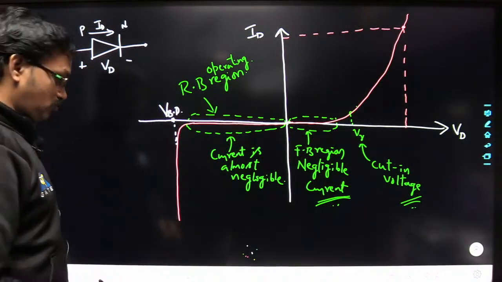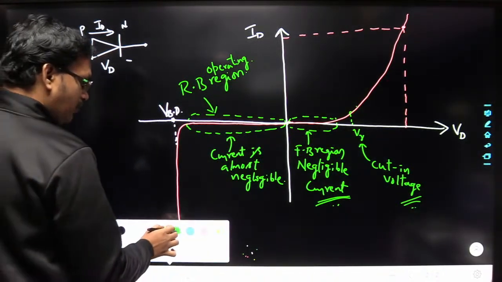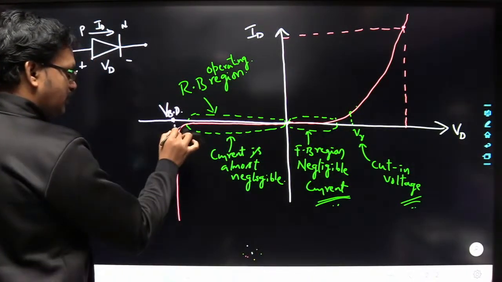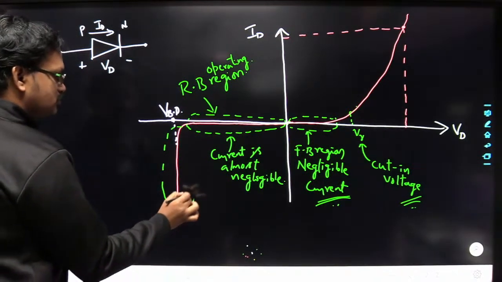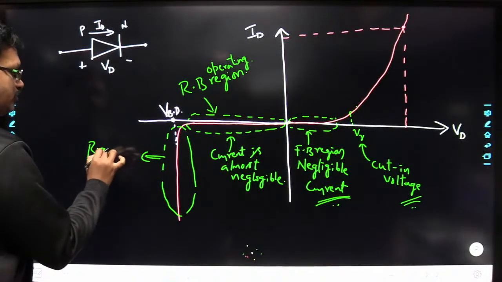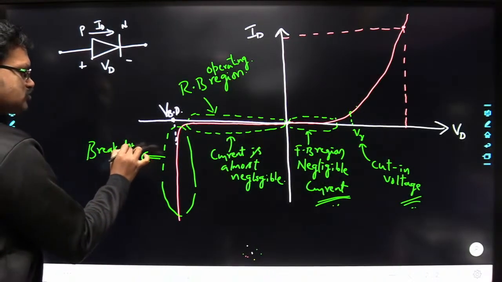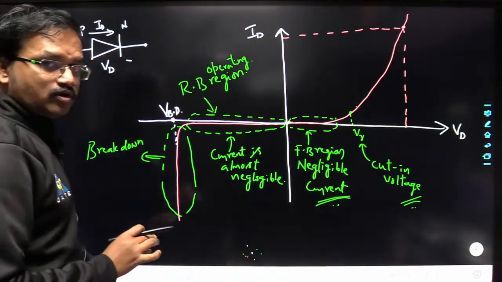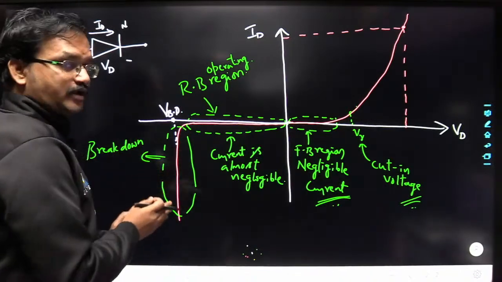Okay, breakdown voltage. So we are not going to operate the diode in this region. This is the breakdown region here. This is nothing but the breakdown region. So a normal diode you should not operate in this breakdown region.